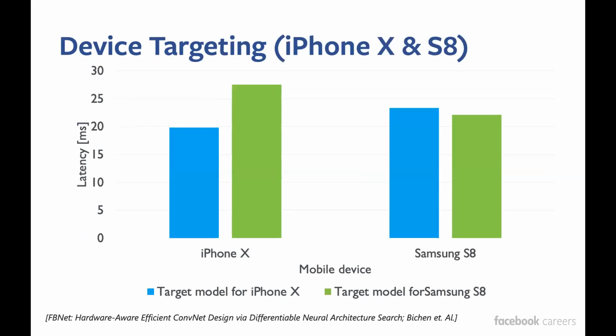One thing I mentioned is that you can target devices. You can find the best architecture for different devices. Shown here is the performance for iPhone X and Samsung S8. The blue bar is when you search for a model specifically for the iPhone X. It performs better on the iPhone X, but not on the Samsung S8. And if you search for the model for the Samsung S8, it works better on the S8 and not the iPhone X.